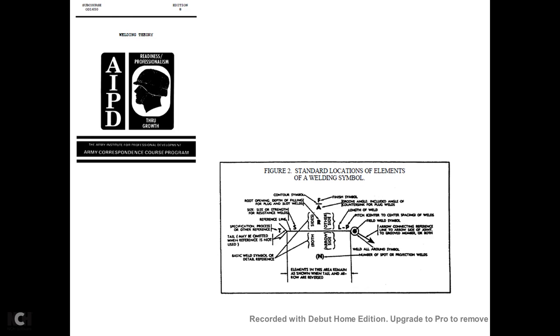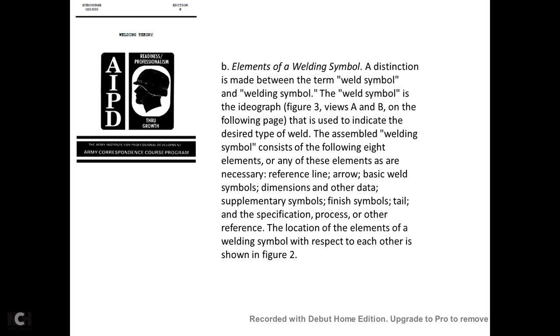You have your arrow side and your other side, and both sides of the basic welding symbol detail reference. The S stands for the size or strength of the resistance welds. The reference line, specification, process, or other reference, and the tail may be omitted when reference is not used. Elements in this area remain as shown, with the tail and arrow reversed.